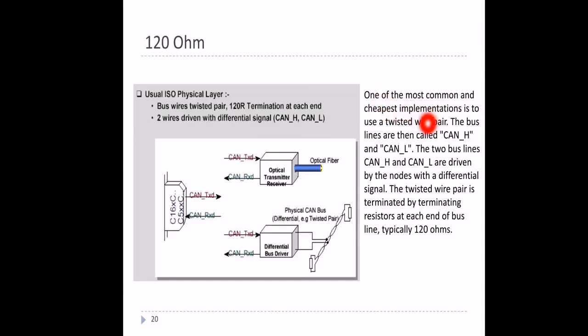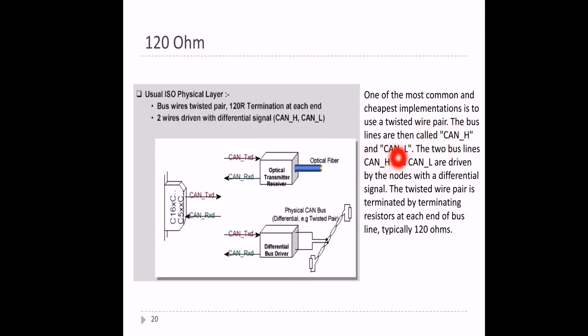One of the most common and cheapest implementations is to use a twisted wire pair. As it is simply a twisted wire pair, there will be noise as well as signal reflection. This can be reduced, or completely avoided, by the cheapest implementation, that is the 120 ohm resistance. As you know, a resistor in the market costs around 2 or 3 rupees in Indian currency. So it is so cheap to implement. These two resistors, within 5 rupees, can avoid the signal reflection. This is the cheapest implementation so far that can give you better efficiency.